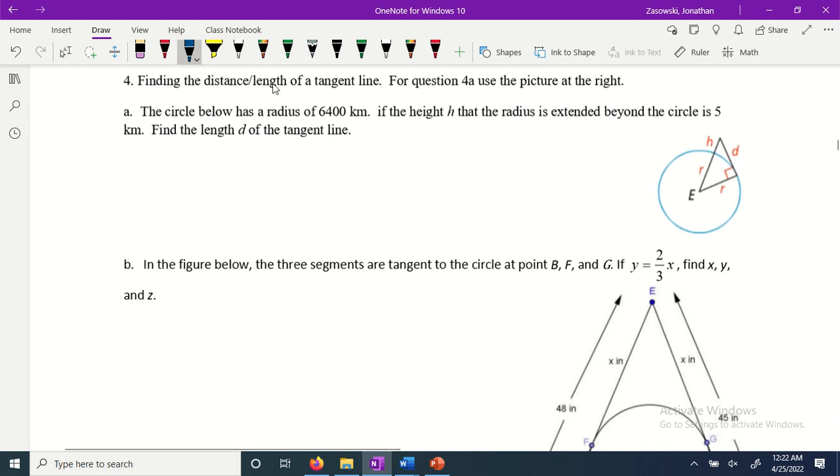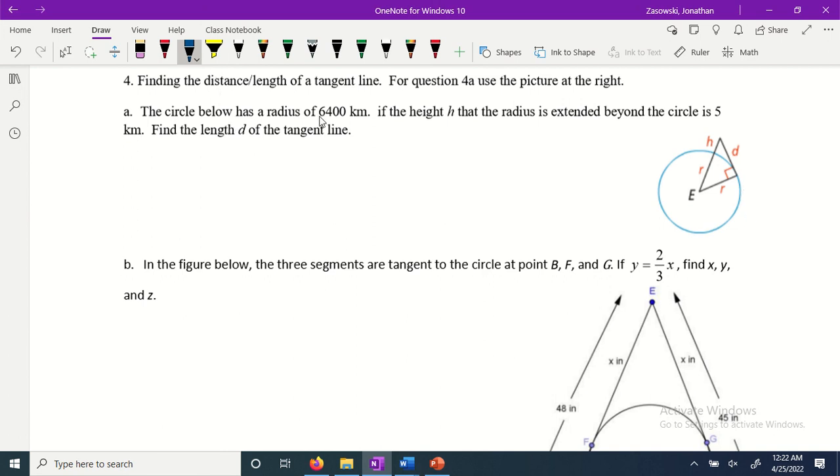So find the distance, the length of the tangent line. We're going to want to use just our Pythagorean theorem here. We're going to add these two lengths together, and then we have the radius, and then we have d, which is the length of the tangent line there, the segment outside the tangent part.